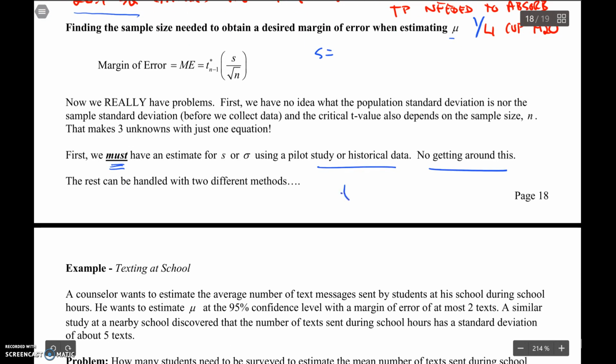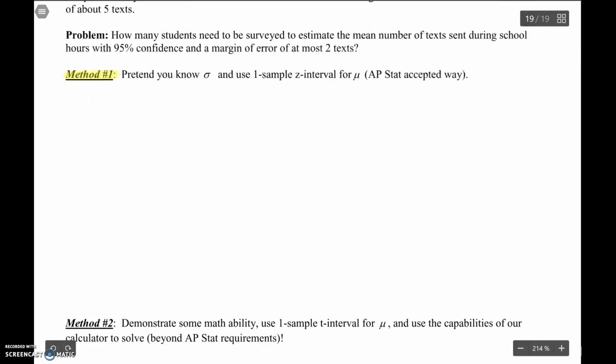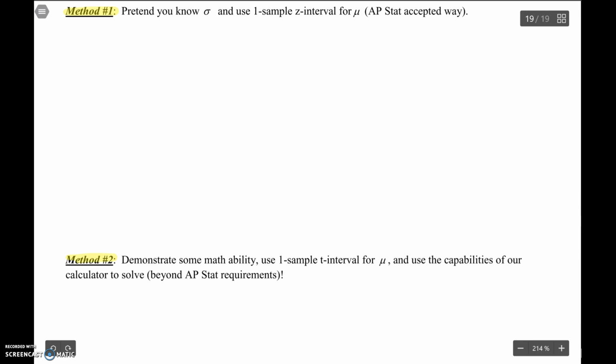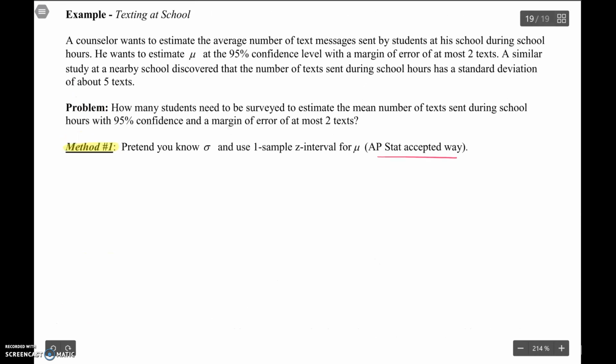The issue with t-crit can be handled two ways. We have kind of the AP way, which I'm going to call method 1, how I'm going to ask you to do it in this class, and then kind of an extra method if you're interested. If you don't want to monkey around with this, just forget it even exists. This is how we're going to do it in this class.